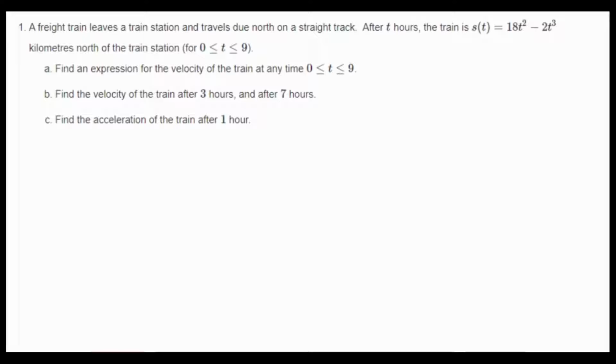Question A, find an expression for the velocity of the train at any time where t is between 0 and 9. Question B, find the velocity of the train after 3 hours and after 7 hours. Question C, find the acceleration of the train after 1 hour.